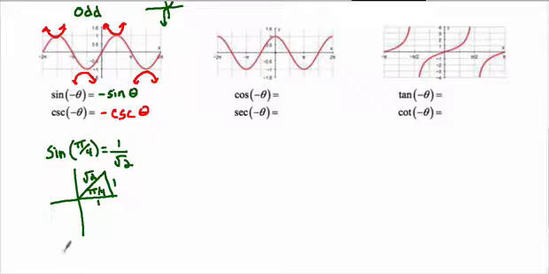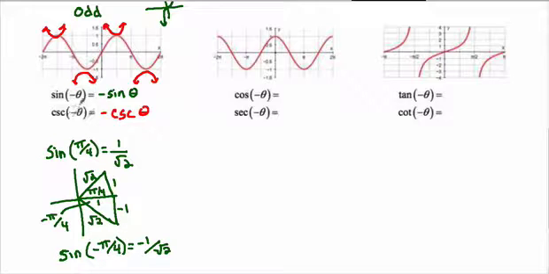However, if we then made the angle negative, so instead we did sine of negative pi over 4, well, what will we get then? So here's negative pi over 4 down here. Can't fit it all in there. So negative pi over 4. So now we have a negative 1 here and a square root 2. So opposite over hypotenuse would give us negative 1 over square root 2. So you can see that when you make the angle negative, the answer then becomes negative.